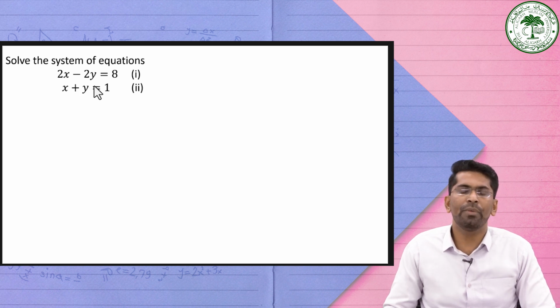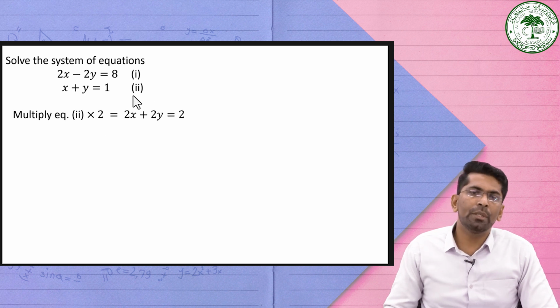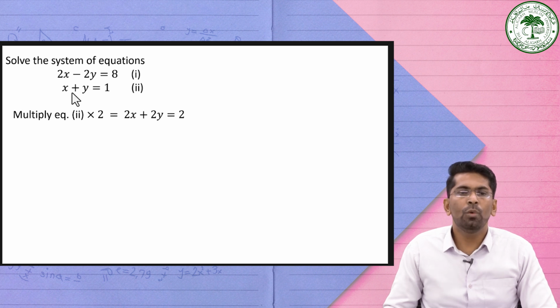We have a system of equations: 2x minus 2y is equal to 8 and x plus y is equal to 1. Now here we can multiply equation number 2 by 2 so that we can eliminate either x or y. If you multiply equation number 2 by 2, the second equation will become 2x plus 2y is equal to 2. Now consider equation number 1, that is 2x minus 2y is equal to 8, and equation number 3, which we already calculated here, is 2x plus 2y is equal to 2.